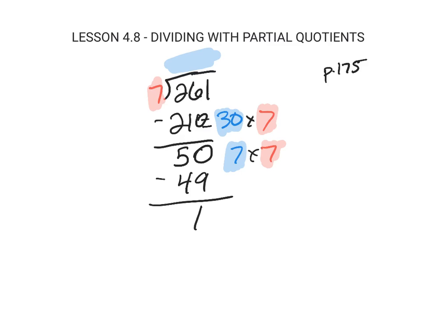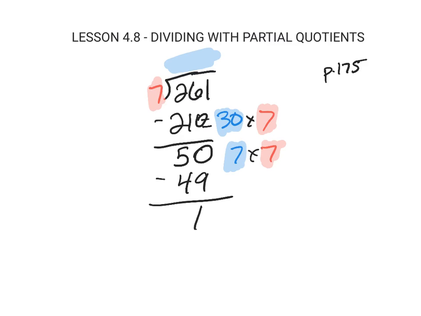So, can I go anymore, right? I still have the number 1. Can I make this any smaller? Well, the answer is no. I mean, not without going into a negative number, not without having a decimal. And I don't want to do that right now. We'll learn that later, how to do decimals.